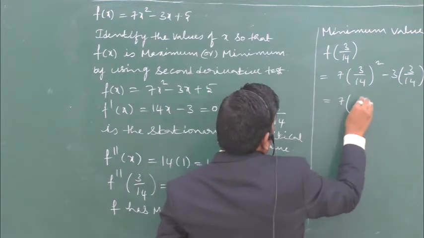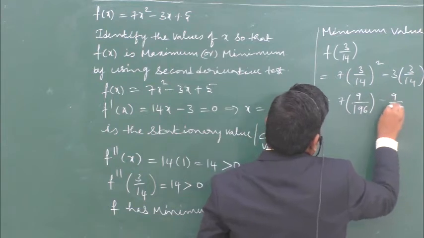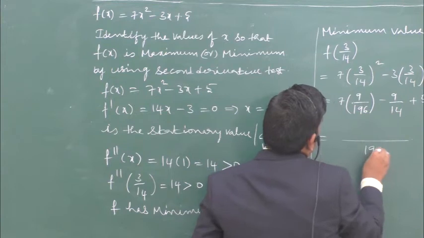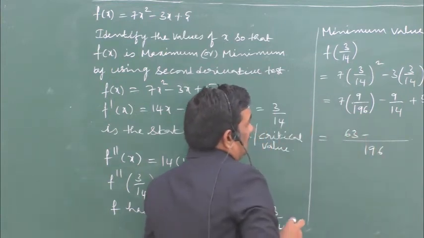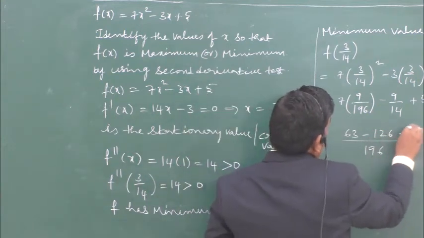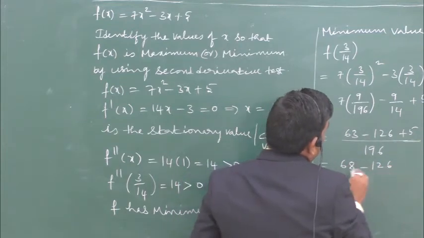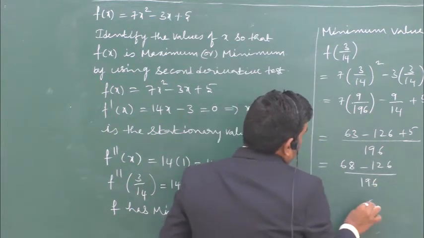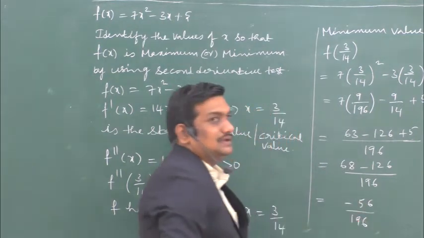So it is 7 into 9 by 196 minus 9 by 14 plus 5. So the denominator is 196: 63 minus 14 into 9, it is 126, plus 5. It is 68 minus 126 by 196, which equals minus 56 by 196.